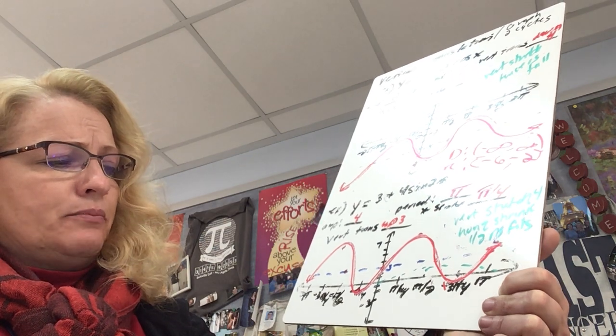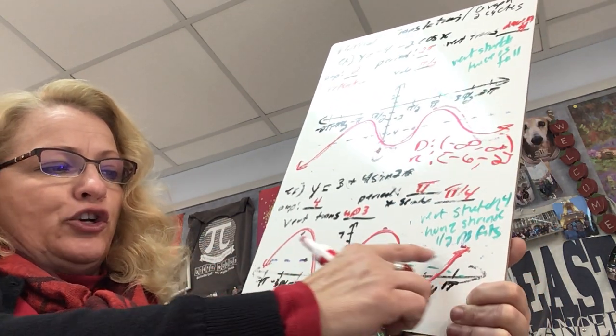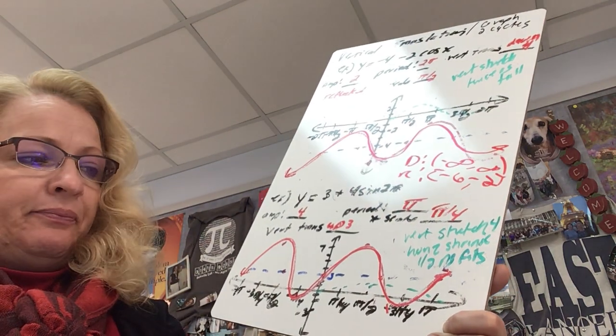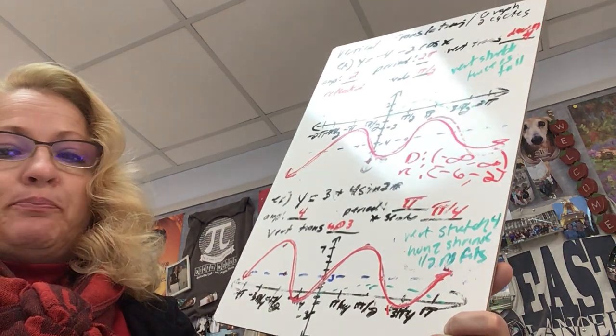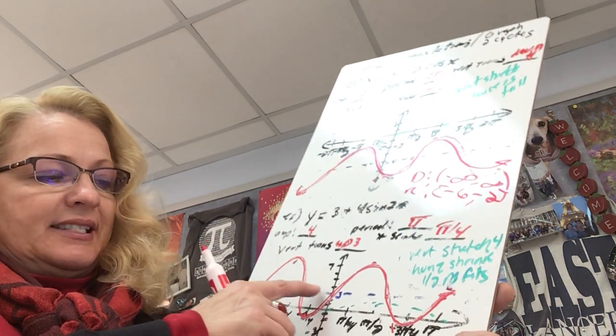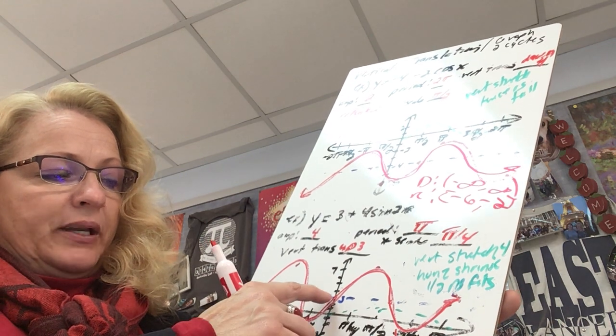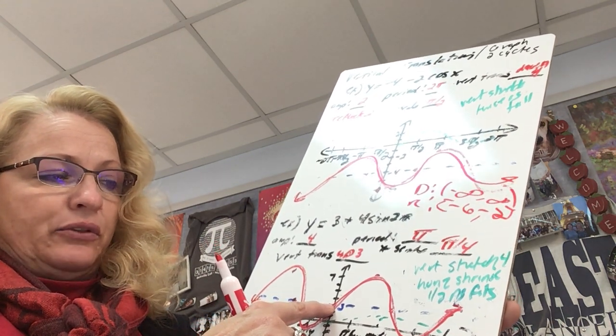Now, this is moved up 3. So I'm going to draw in my new horizontal axis. And now everything I do is based on the new horizontal axis. Okay, so this is sine. So if this weren't moved, we would be starting at 0, 0. But now that it is moved, we're going to be at 0, 3.